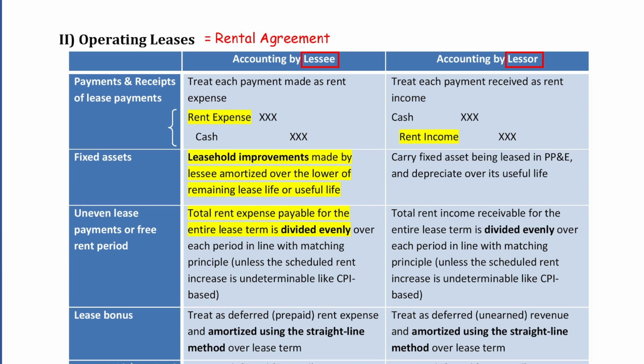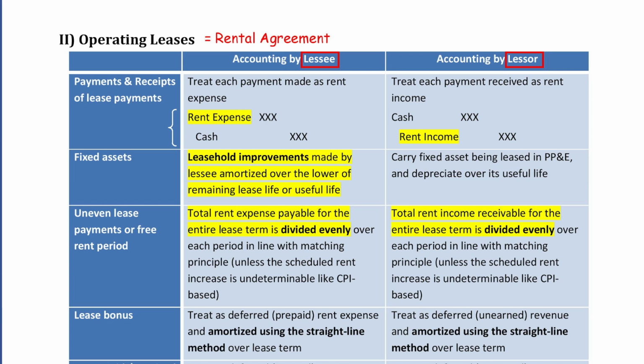So if there are uneven lease payments or a free rent period, make sure you divide the total rent expense payable for the entire lease evenly over the lease term. And that also applies to lessor. So highlight total rent income receivable for the entire lease term is divided evenly.